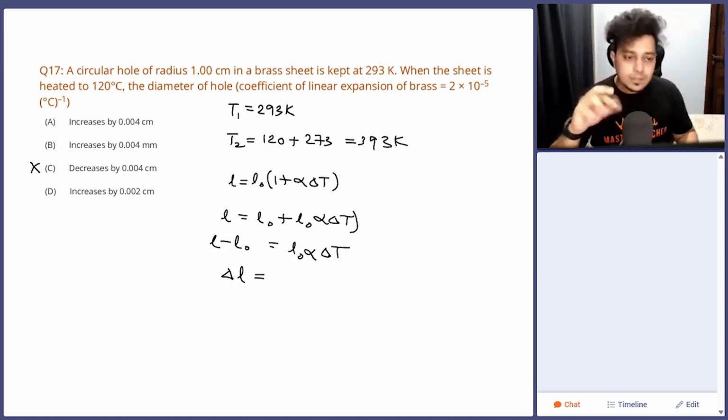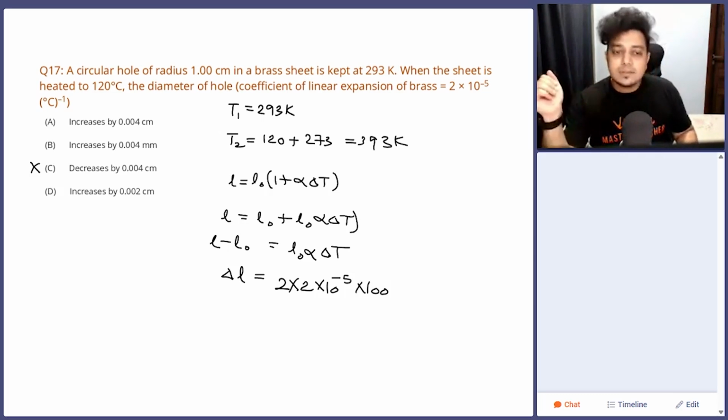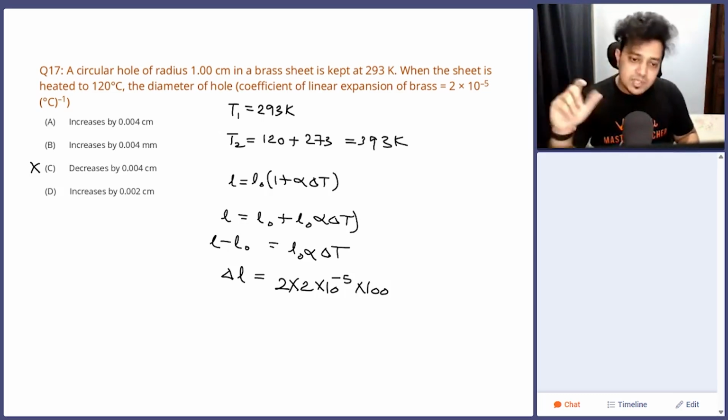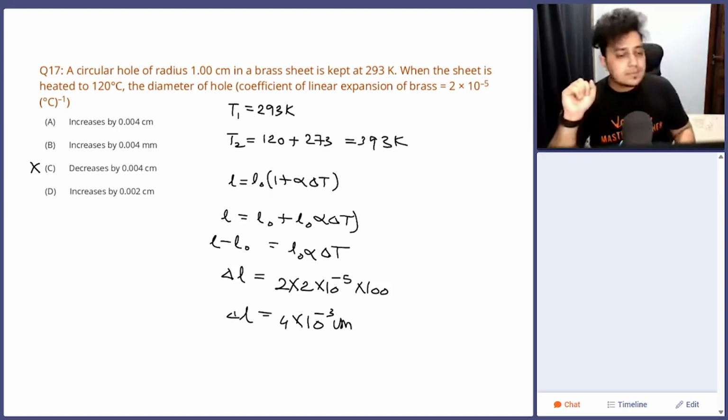Original length: radius is 2 centimeter, so diameter will be double, 4 centimeter original. Alpha value is given in the question, 2 into 10 to the power minus 5. Okay, this is in centimeter, remember that. And change in temperature is 393 minus 293, so 100 degree or 100 Kelvin is the change in temperature. So this will become 2 into 2 into 10 raised to minus 3. So delta L, this is after adjustment, and this is in centimeters because we substituted L naught in centimeter.